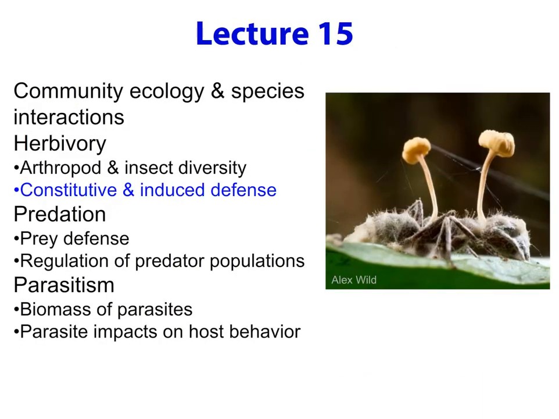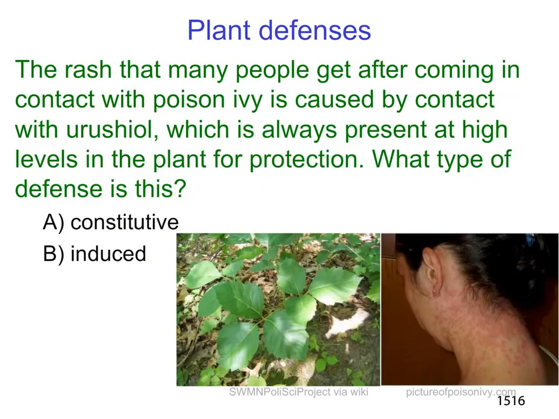Okay, so we've discussed the arthropod and insect diversity. Now it's time for us to go to constitutive and induced defenses, which of course happen in plants. So let's actually apply this, okay? And this is particularly pertinent right now because I just pulled a poison ivy plant out of my garden that was impacting my husband greatly, and for about a week he was having a horrible rash. The rash that many people get after coming into contact is because of the urushiol, which is always present in high levels. So what type of defense is it? If it's always present in high levels, it's constitutive. It's not induced. Induced means it has to be induced later on.